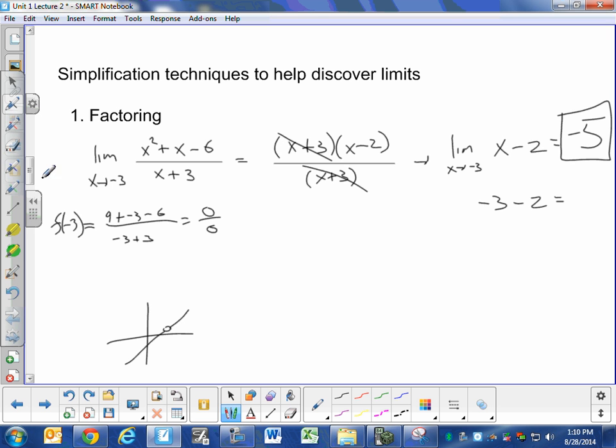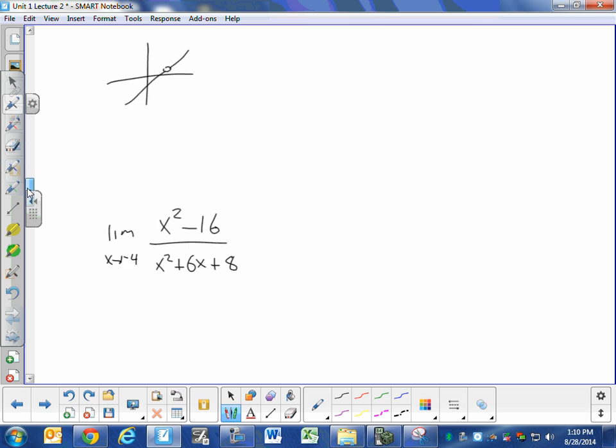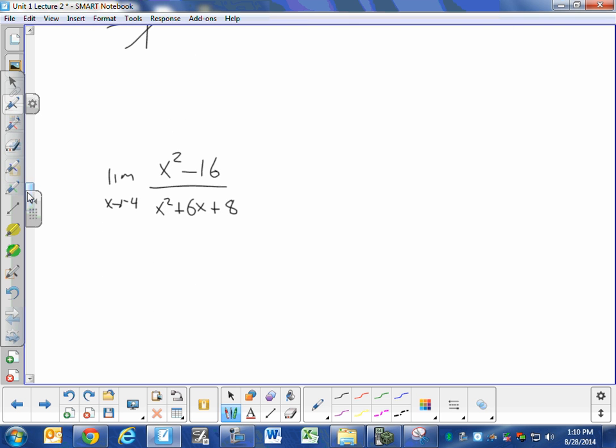Cool? Let's try another one. Now, when we're doing lots of examples in class, it might be good if you have a scratch piece of paper, just in case you make mistakes and you don't want to cross out your mistakes on your real notes. So if you want to break out another sheet of scrap paper or just tear out something from the back, you can do that. Let's find the limit as x approaches -4 of this function, x squared minus 16 over x squared plus 6x plus 8. Once you get it, check your answers with a neighbor.